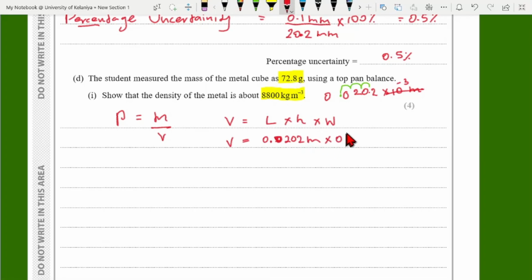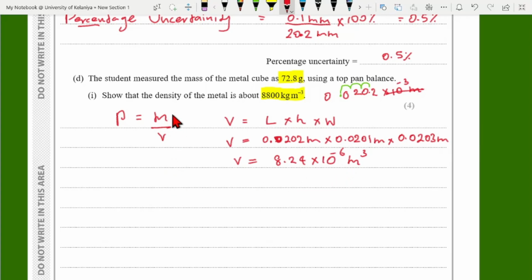Meters. Here, the height is 0.0201, the mean value, in meters. And our width is 0.0203 meters, right? If you calculate this one, what you will get is 8.24 times 10 to the power minus 6 cubic meters. Now we have measured the volume of the cube in cubic meters.